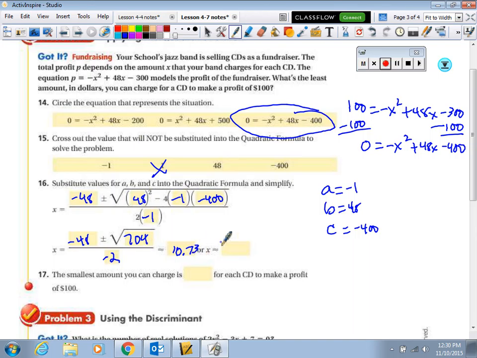Now we're going to do it again, only now we're going to do negative 48 minus the square root of 704, and then we're going to divide that by negative 2. And here we're going to get 15.27. So what's the smallest amount that we can charge? The $10.73. I'm pretty sure that's okay, but I can pause and make sure.